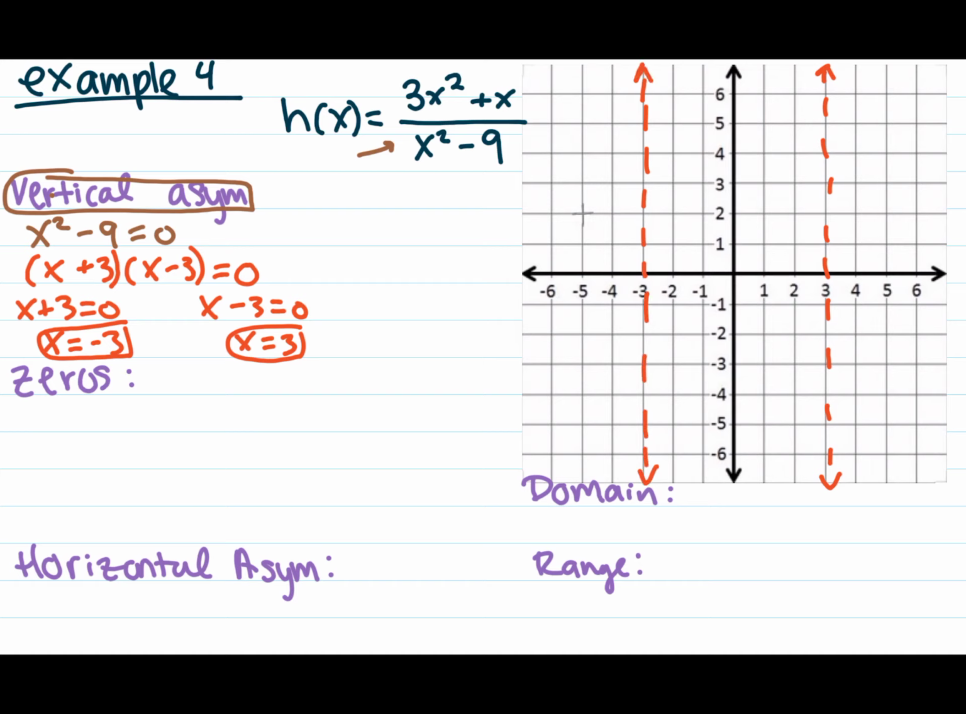But it'll always have at least one. So obviously something cool is going to happen on this graph. All right, let's think back to zeros. What did I say the zeros always come from? Setting the numerator equal to 0. So we're going to do that.